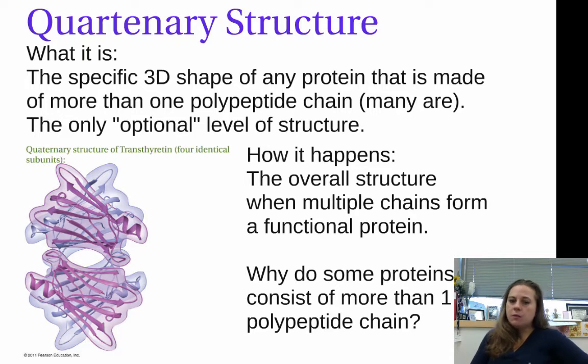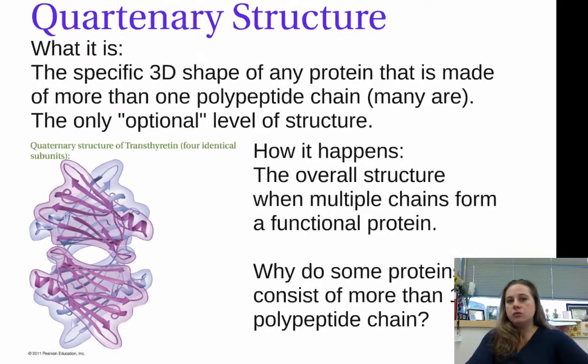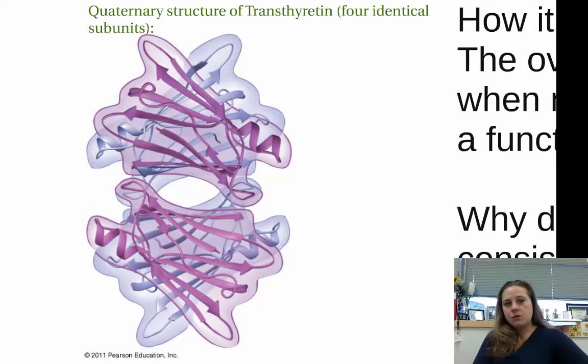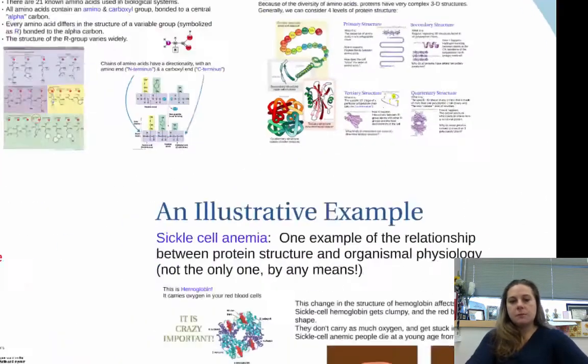And so I want you guys to think maybe what are some of the reasons behind why proteins consist of more than one polypeptide chain? Why have quaternary structures? What might that do for the actual protein? So there's the quaternary structure. You get those subunits and see how it interacts and kind of creates this kind of funky looking shape. It's kind of pretty, actually.